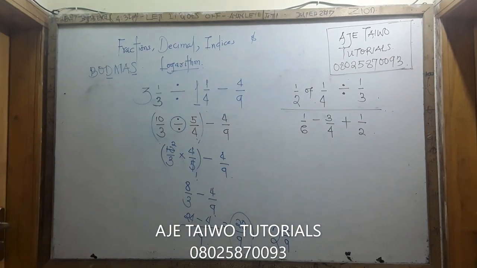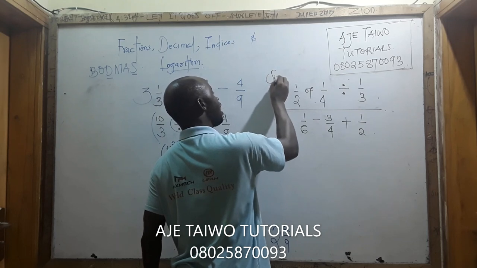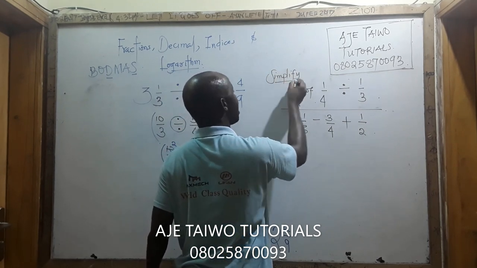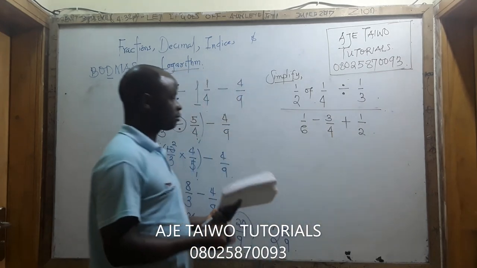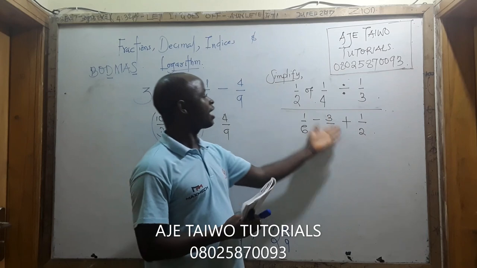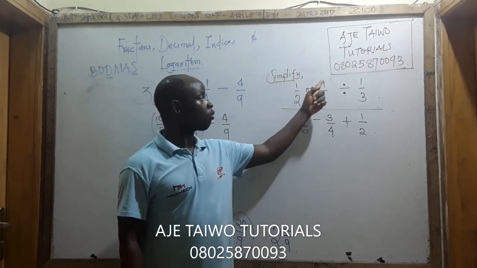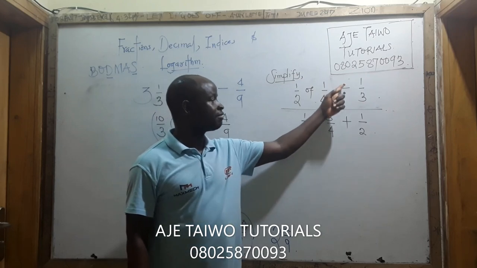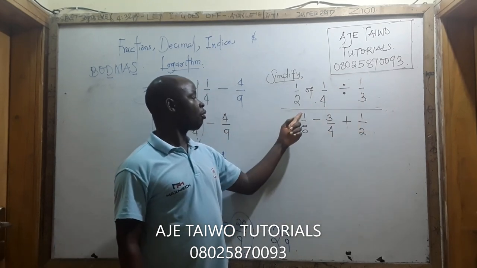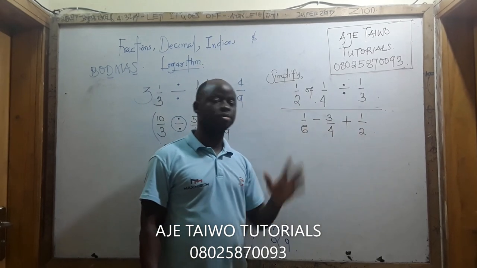That's the next one there. You have been asked to simplify these. Please write number 2. Simplify this guy: 1 over 2 of 1 over 4 divided by 1 over 3 all over 1 over 6 minus 3 over 4 plus 1 over 2.